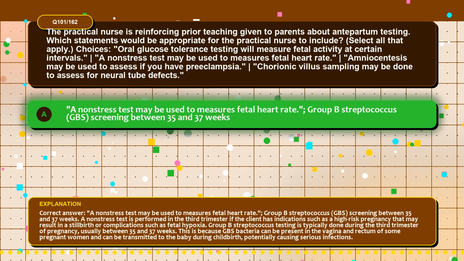A non-stress test is performed in the third trimester if the client has indications such as a high-risk pregnancy that may result in a stillbirth or complications such as fetal hypoxia. Group B Streptococcus testing is typically done during the third trimester of pregnancy, usually between 35 and 37 weeks. This is because GBS bacteria can be present in the vagina and rectum of some pregnant women and can be transmitted to the baby during childbirth, potentially causing serious infections.